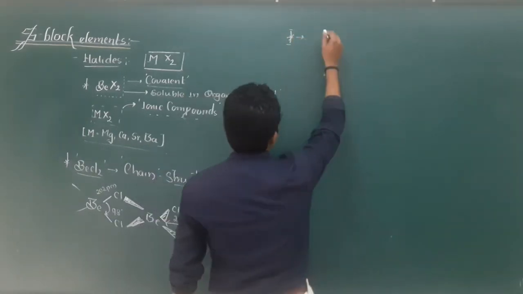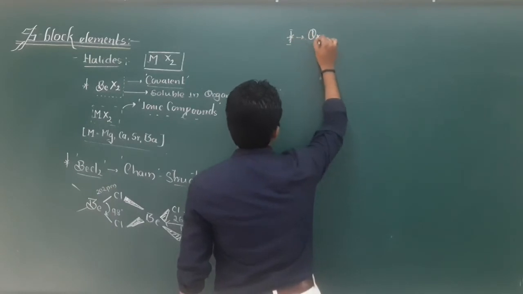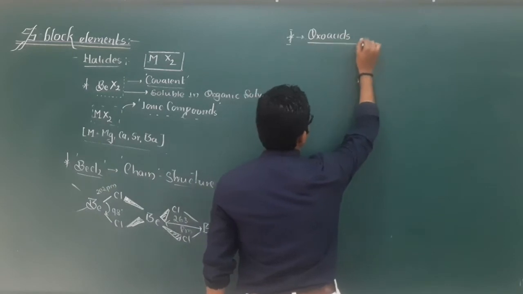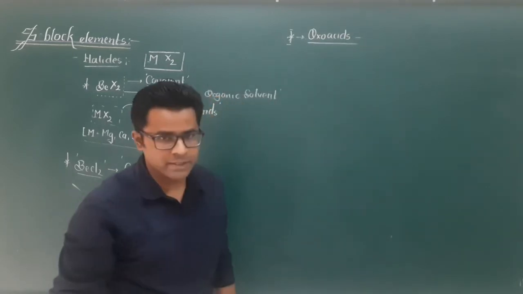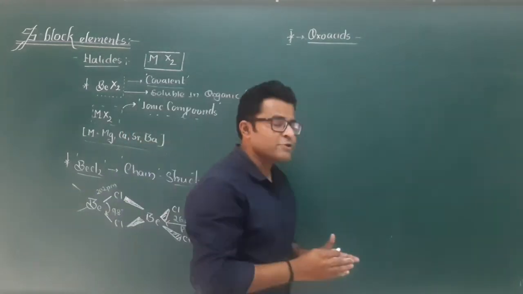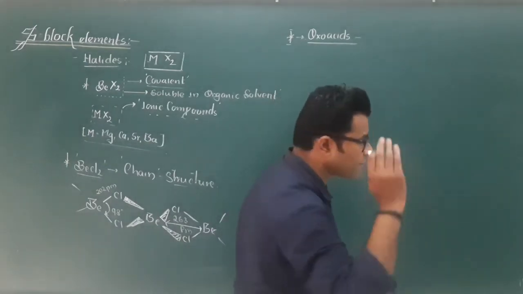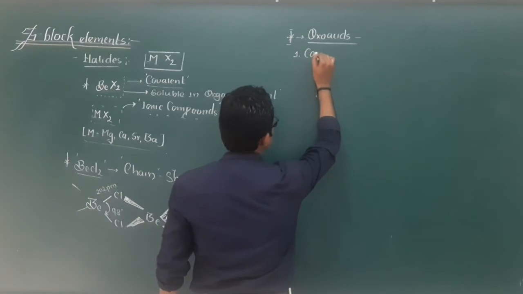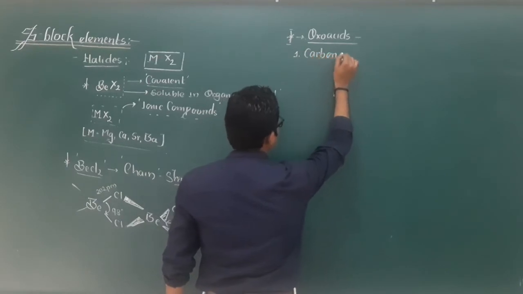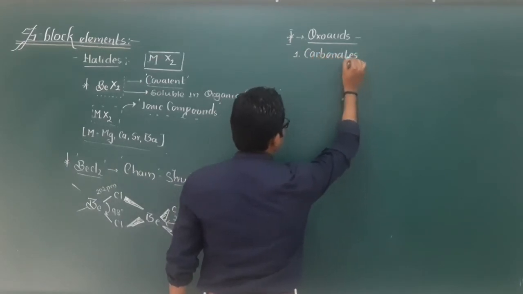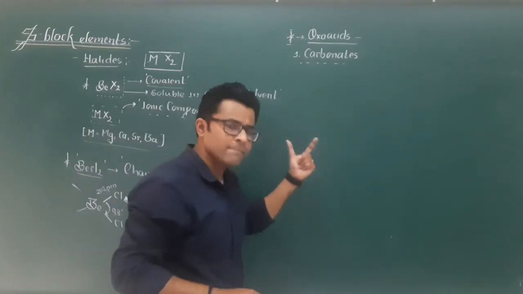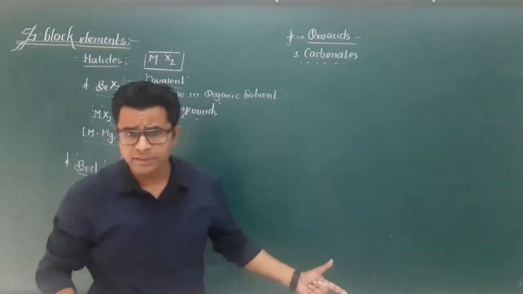So, the next section is the oxoacids, or the salts of oxoacids. Under the section of salts of oxoacids, we have three categories, out of which the first one is the carbonates. Let's complete carbonates first, and then we'll enter into the sulfates and the nitrates.